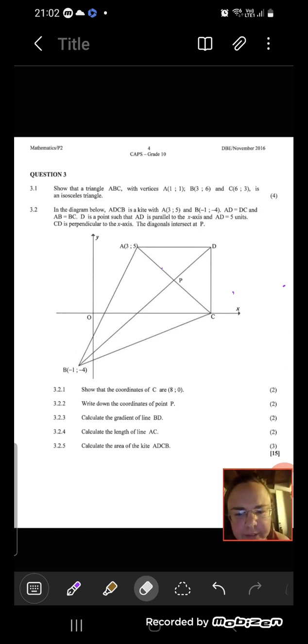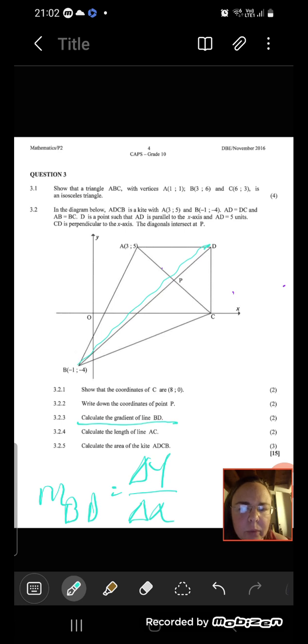Calculate the gradient. Oh, gradient. I love gradient. Gradient makes the world make sense. Calculate the gradient of line BD. Look at your formulas. What is your gradient formula? The gradient of BD is equal to the change in y over the change in x, which is y2, and we just found D. You can find it again and write down how you found it, because there were 2 marks.